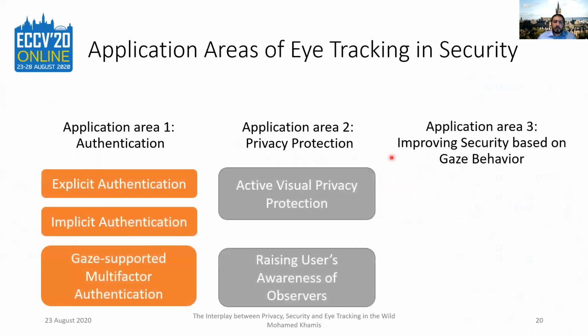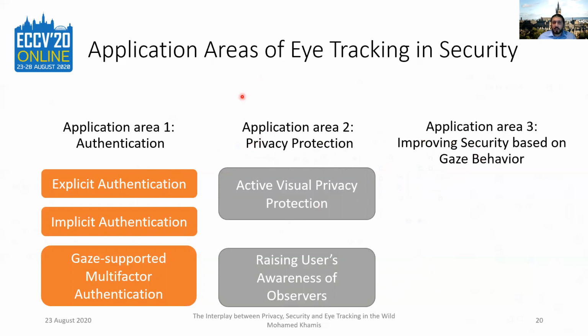We can further split them into categories, such as explicit authentication, by which we mean intentionally moving your eyes to provide a password. There's implicit authentication, another way to call it is biometric authentication. And there's the use of eye gaze to support multi-factor authentication. I'll speak in more detail about explicit authentication today, and we'll also look a bit into privacy and so on.